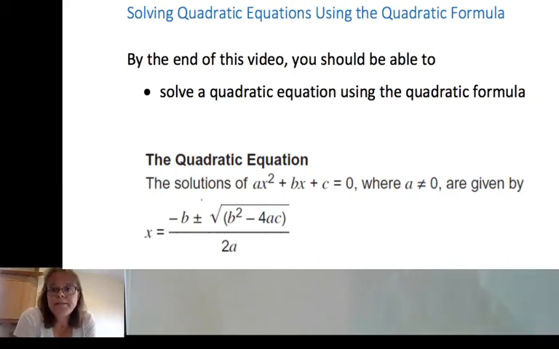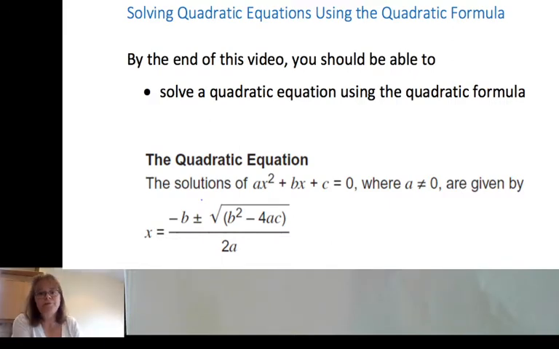Hi there. This lesson is about solving quadratic equations using the quadratic formula. You should already know how to solve a quadratic equation by factorising. But sometimes it's just not possible to factorise it, or you've tried really hard and even though you could factorise it, you haven't been able to work out how. The quadratic formula allows us to solve quadratic equations when we can't factorise them.